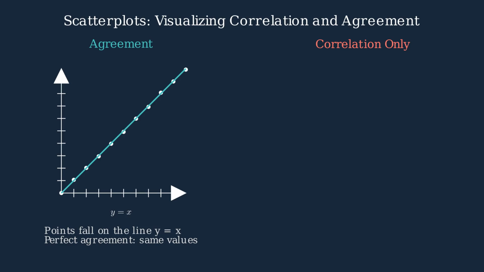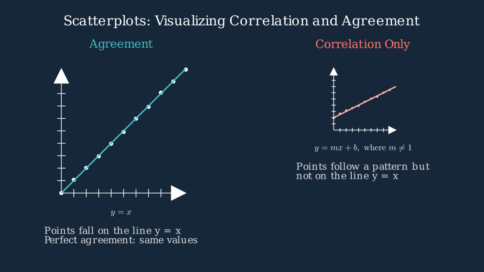This means both measurements produce exactly the same values. In contrast, correlation without agreement shows points that follow a clear pattern but don't fall on the y equals x line. The measurements are related, but not the same.